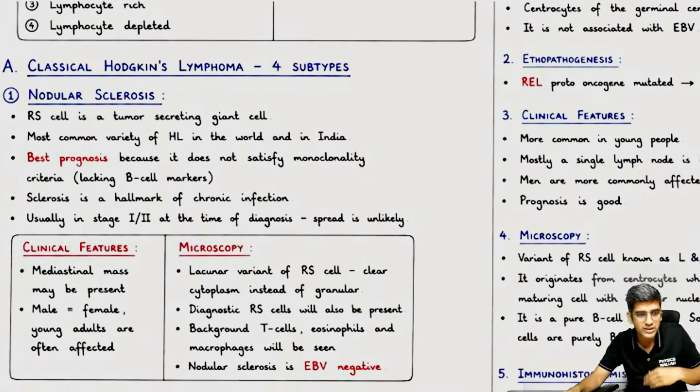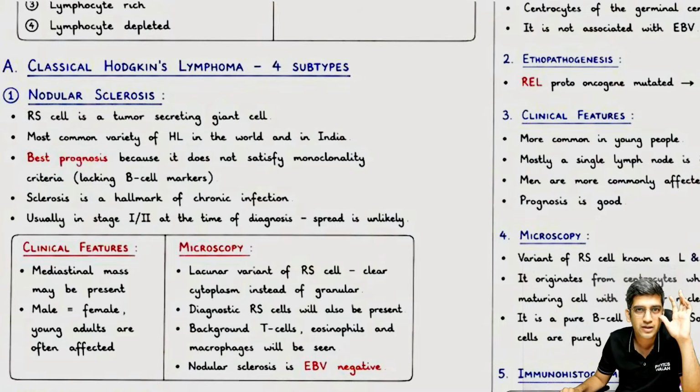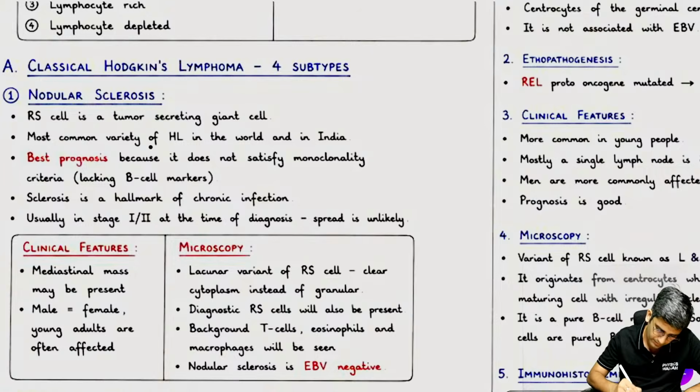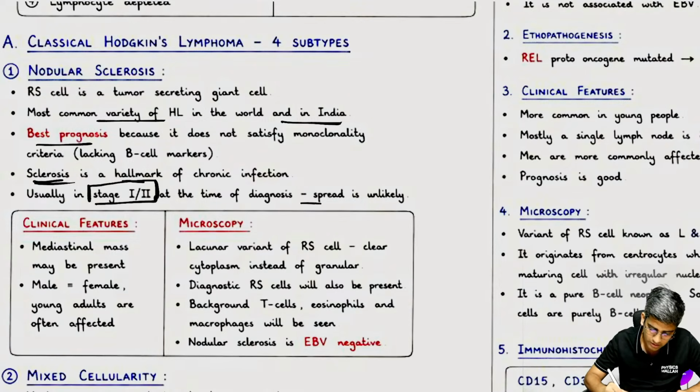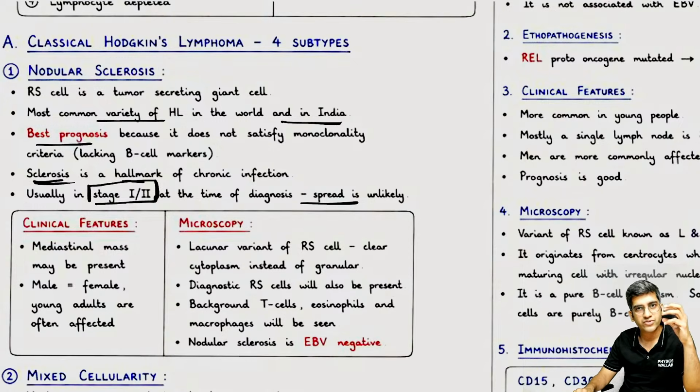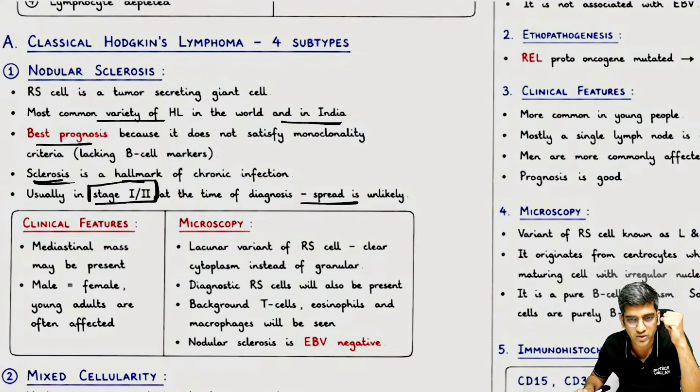Nodular sclerosis is the most common variant of Hodgkin's lymphoma in the world, and in India also. It has one of the best prognoses. Sclerosis is the hallmark feature, hence the term nodular sclerosis. Most of the time, they are identified in stage 1 or 2. Because it is very common in the Western population, they have good health care and identify them in stage 1 or stage 2.